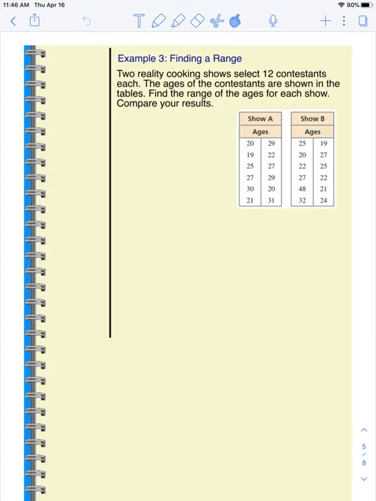All right, example 3, finding a range. 2 reality cooking shows select 12 contestants each. The ages of the contestants are shown in the tables. Find the range of the ages for each show. Compare your results.